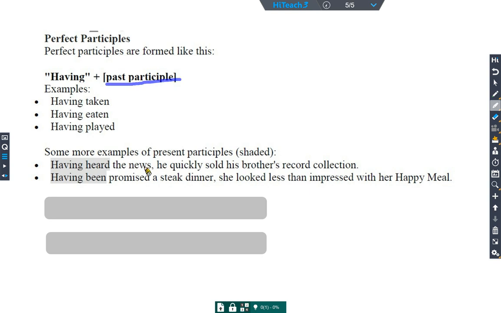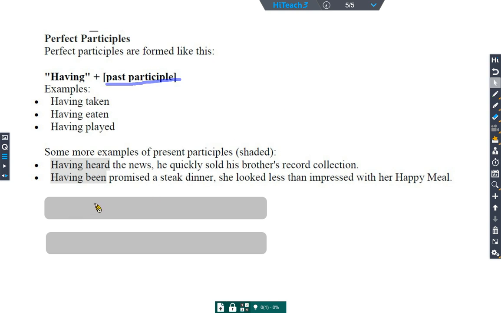Having heard the news, he quickly saw his brother's record collection. So it means after hearing the news. So having heard the news. Next, let's have a look. This is passive voice. So having been promised a steak dinner, she looked less than impressed with her happy meal. So having been promised.